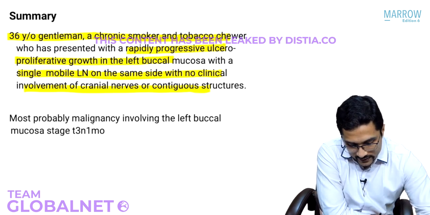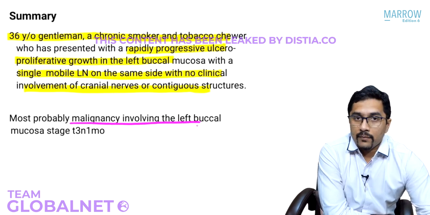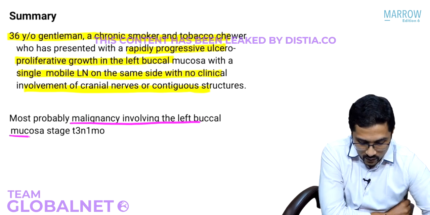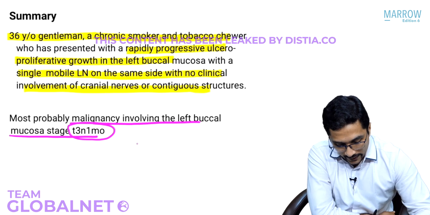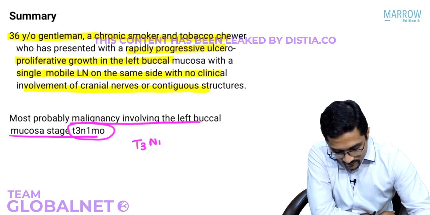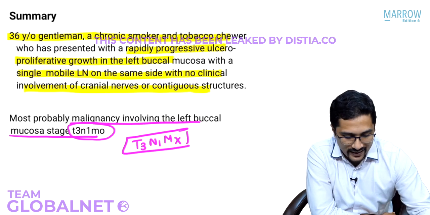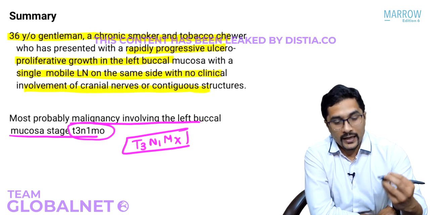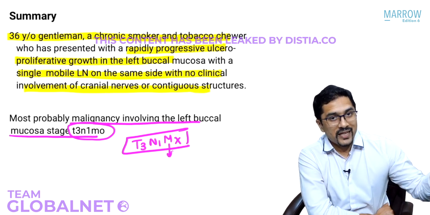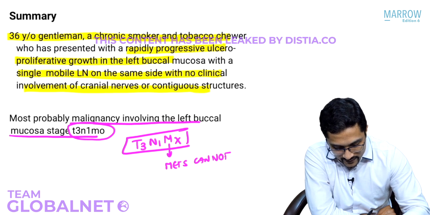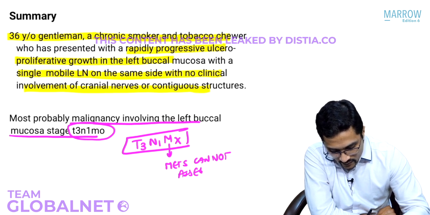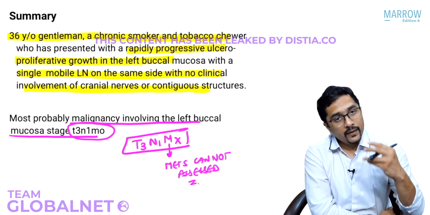The impression is it is probably a malignancy of the left buccal mucosa, stage T3N1MX. A better answer is if you say MX then M0. Why MX? I explained to you when I was telling you about TNM. MX is when METs cannot be assessed. Clinically, I cannot assess METs. So writing MX would be better.